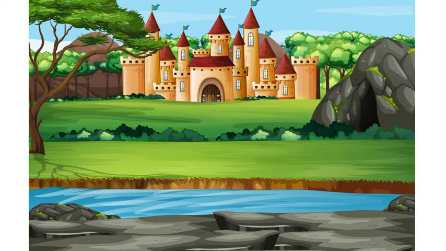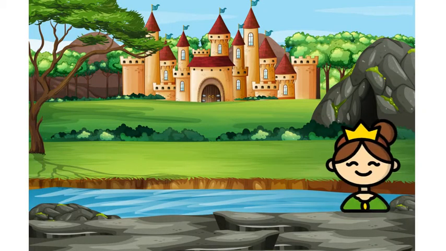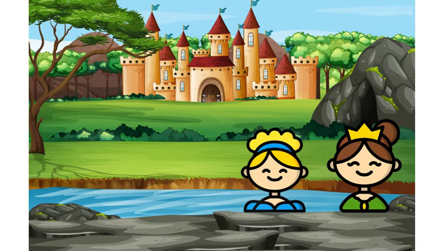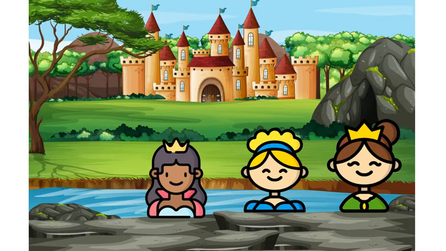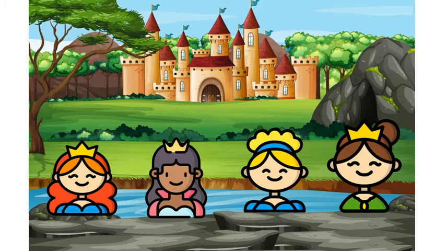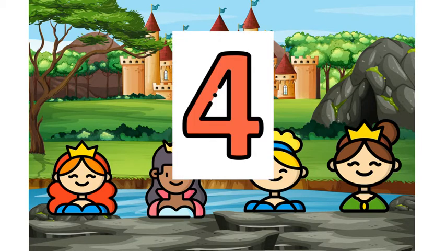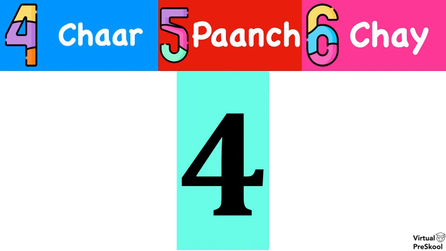Now we're going to count princesses. Ek, do, teen, chaar. There are 4 princesses. And what is 4 in English? 4 is 4. And what was 4 again in Hindi? Is it Chaar, Paanch, or Chay? Chaar.